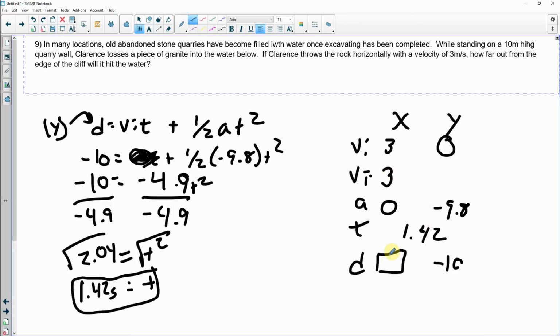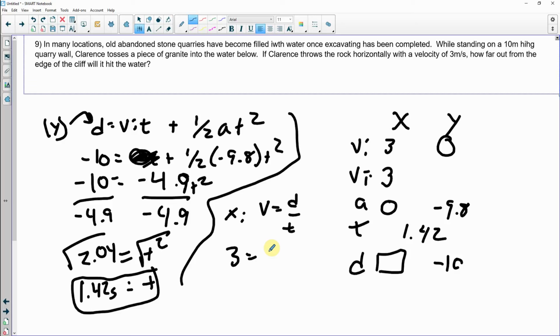And now that I've got a time, I can use v equals d over t. So now I can look at my x stuff, and that's going to be v equals d over t. 3 equals d over 1.42. So actually it's probably 1.43 if you really round it right, but 1.42 times 3 is going to be 4.26 meters, and there's no way I can fit that in there. 4.26 meters away. All right, so with cliff problems, use your y stuff to find the time, and then get your x stuff.